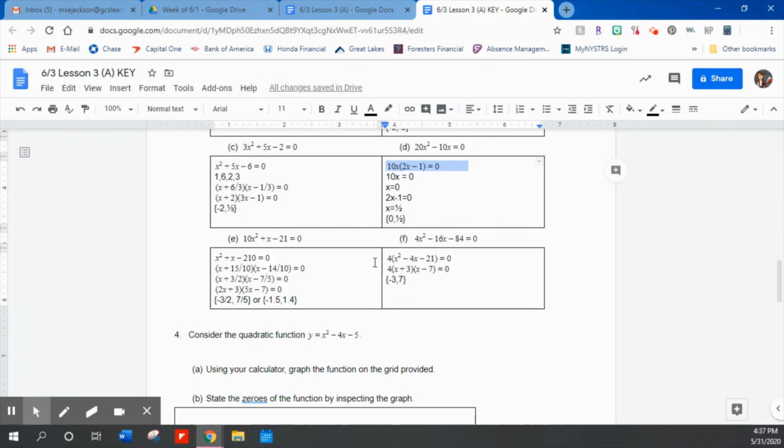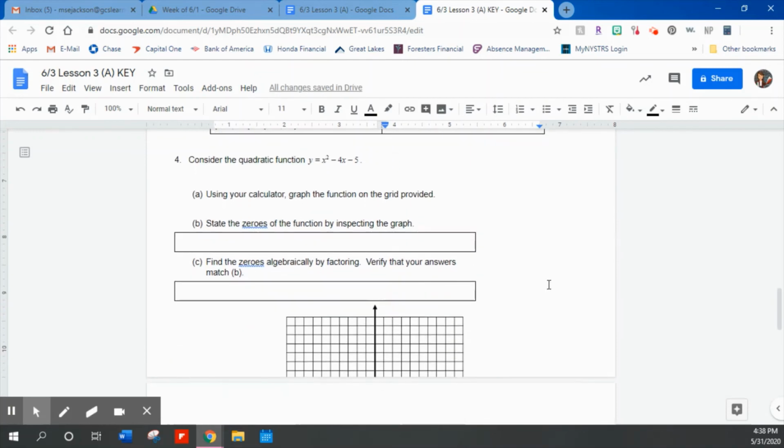And letter F was another GCF one. You took out the GCF, but then you could factor it normally. Okay, now here you might be like, why didn't we set 4 equal to 0? Because 4 equals 0 doesn't make any sense. If it had an X with it, then we would be able to t-chart it. But since it doesn't, we just kind of ignore that for now.